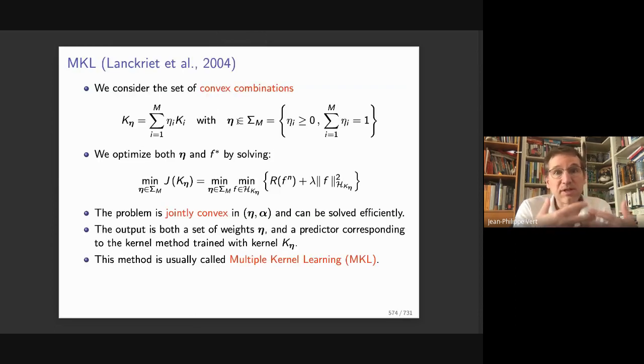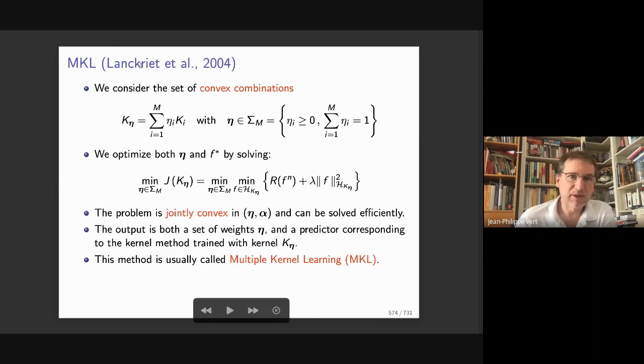Okay, so now that we know that, this suggests that we can just train a kernel, so optimize the kernel using the same function. For example, this is what was proposed by Lanckriet and colleagues in 2004, where they say, suppose you start with m different kernels and you want to combine them, for example, by forming a convex combination, meaning forming a weighted sum where the weights are non-negative and sum to 1.